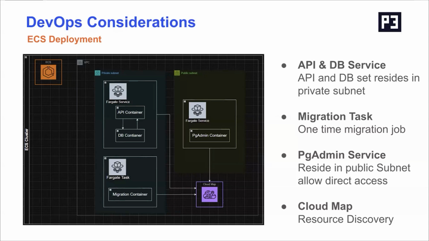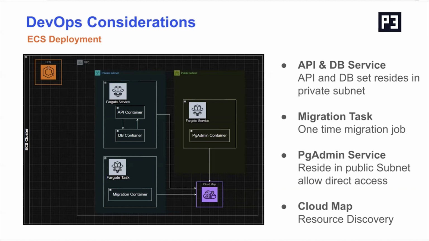We have a migration task running in a Fargate task, which relies on our DB container running in the Fargate service. And we also have a pgadmin service residing in a public subnet, which can allow direct public access. And with the help of Cloud Map, all these resources can achieve interconnectivity with ease.